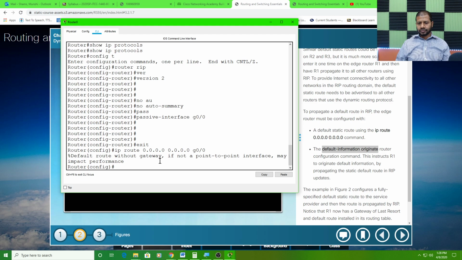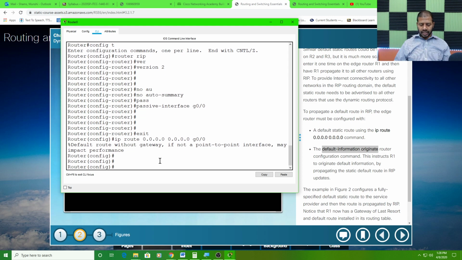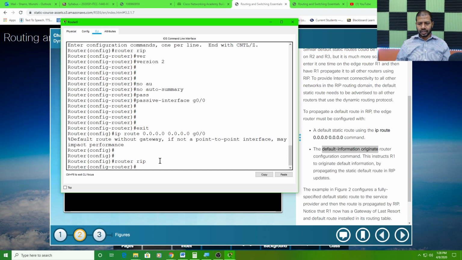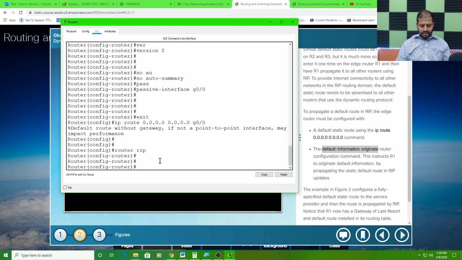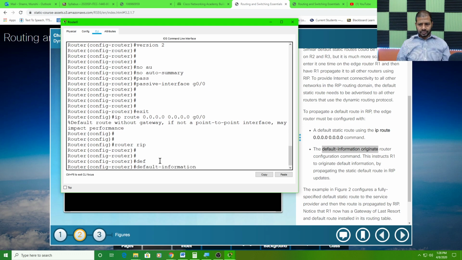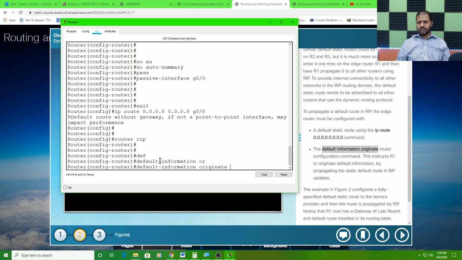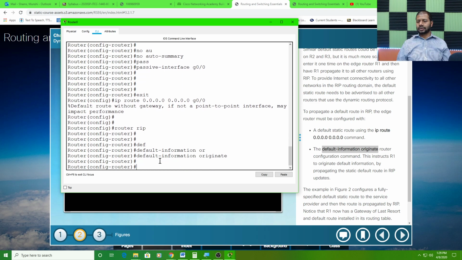Okay, that's the default route. And then if I want to type default information originate, this default information will be advertised to other routers. So how do I do that? I'm going to type router rip to go to the RIP router mode. Here I am. I'm going to type default-information originate, enter. That's it. That's how we do it.